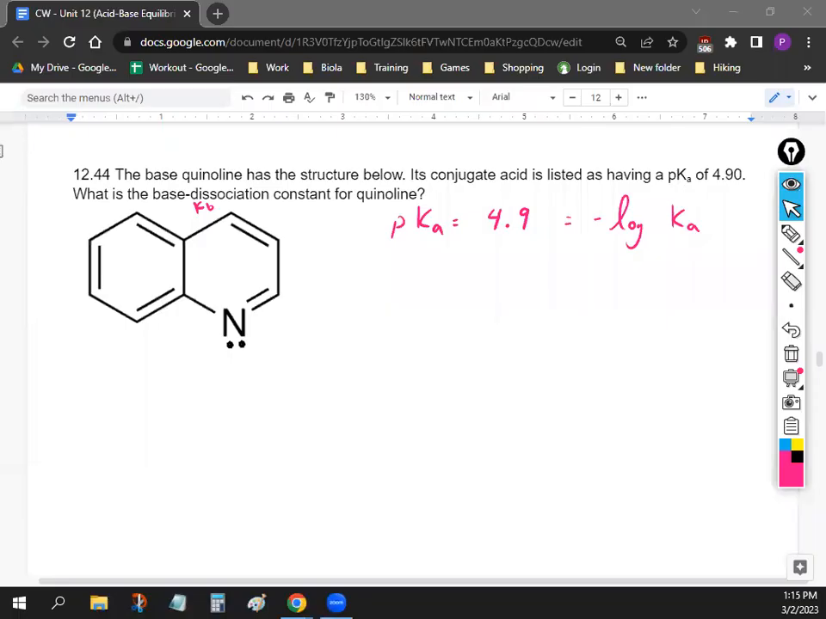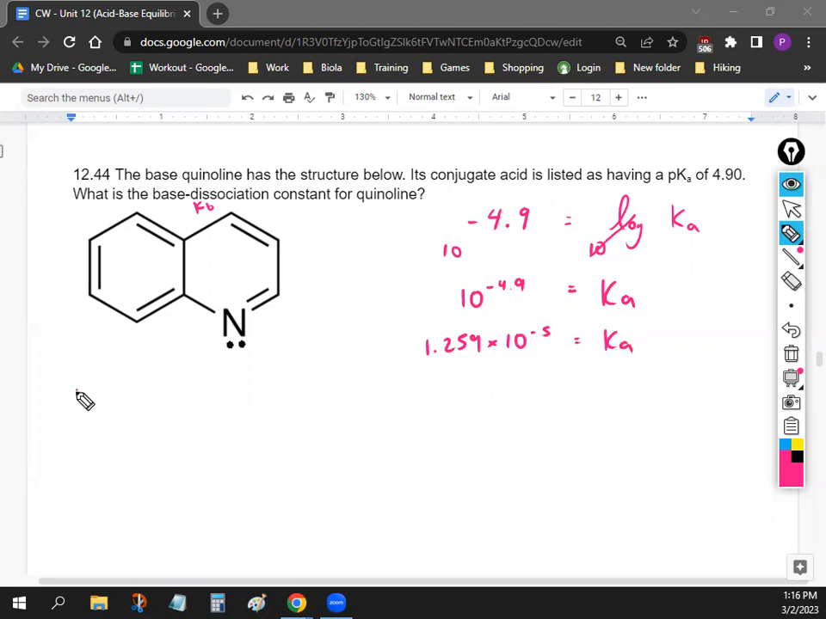Okay. So you got your pKa, which is 4.9. You have the pKa formula, which is negative log of Ka. Now what we can do for our calculations, you want to move the negative to the other side first. And then in order to get rid of the log, you want to do 10 to the power. So 10 to the power cancels off the log. So Ka is going to be equal to 10 to the power of negative 4.9. And that's going to simplify to 1.259 times 10 to the negative 5. You guys good? Okay.